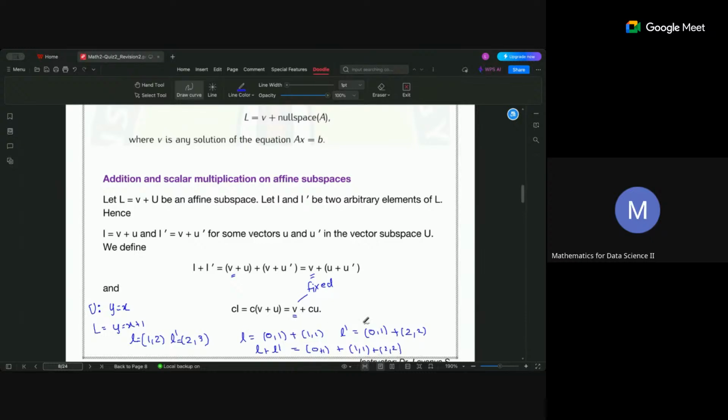Okay, same way for scalar multiplication. If I multiply minus 2 times L, I simply keep this (0, 1) fixed. I multiply minus 2 only for the U part. Clear? So, ma'am, in this one, (0, 1) is the translation vector, right? Yes. In this case, I am considering this as my V. Okay, clear. Fine.